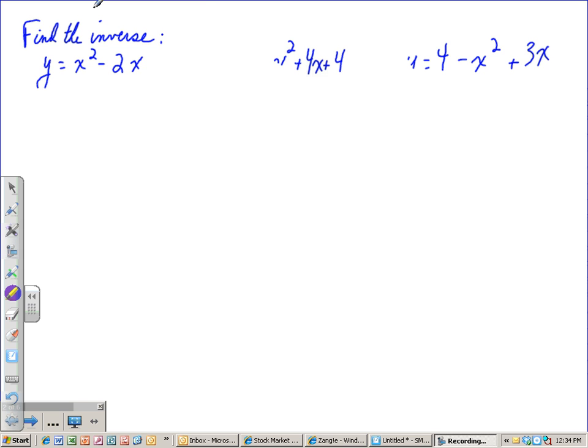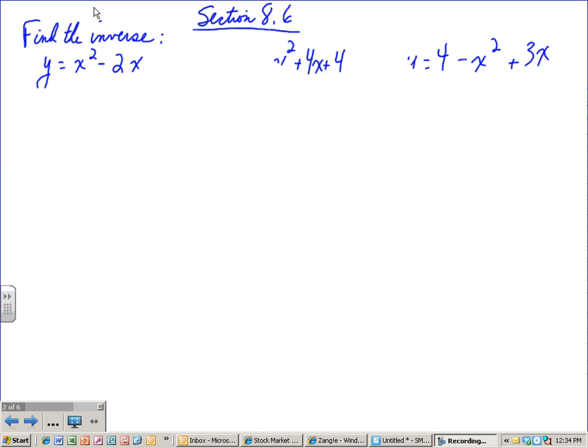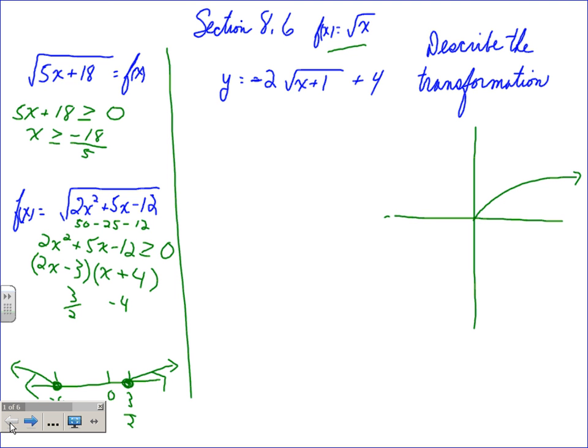Okay. Today we are going to cover section 8.6. We're going to be working with a lot of radicals, a lot of square roots, cube roots, fourth roots. First of all, if we're looking for the inverse of a function, before we do that, let's take a look at domains.